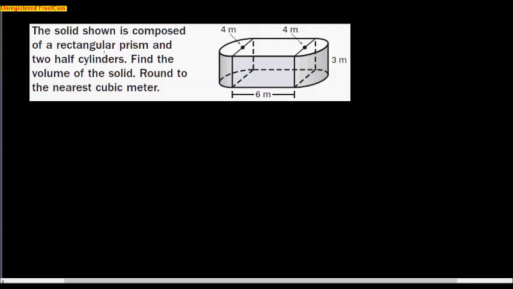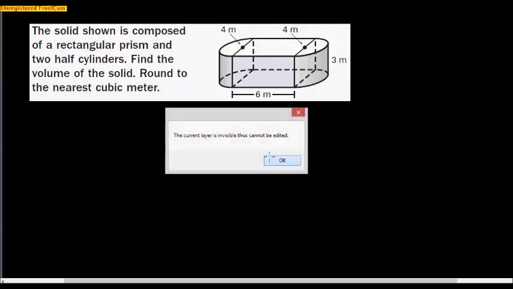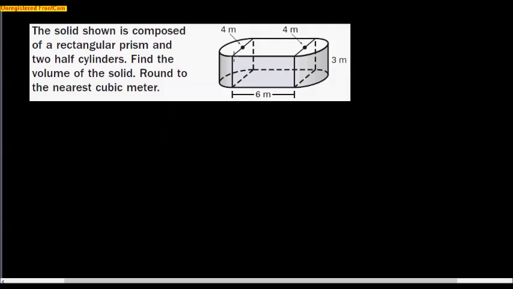So the solid shown is composed of a rectangular prism. So right here is your rectangular prism, and I'm going to highlight it right here. There's your rectangular prism. And then kind of on the edges, I've got a cylinder that's been cut in half and slapped onto each end.